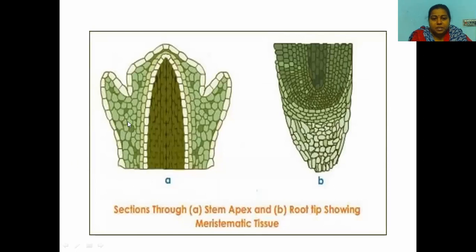Just look at the pictures. Stem apex and the root tip. This is the stem one. Here we can see the meristematic tissue. As you know, stem is positively phototropic. Our root is negatively phototropic. Okay.